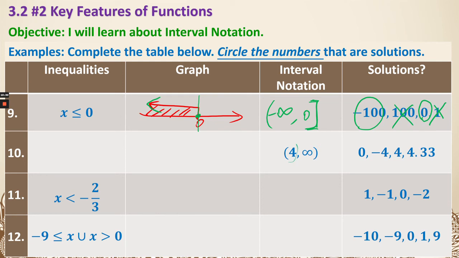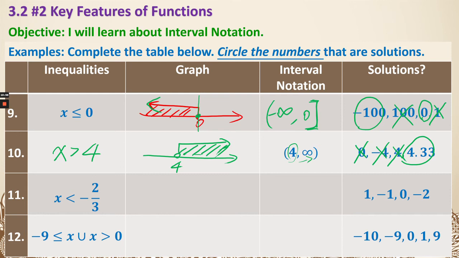Next, you can see I start from 4 and go all the way to infinity. That means I'm looking for any number that is greater than 4. Now I can start graphing, open circle pointing to the right with everything shaded to the right. So 0 is not in there, negative 4 is not in there, 4 is greater than, or parentheses, or open circle, so 4 is not included, but 4.33 is.